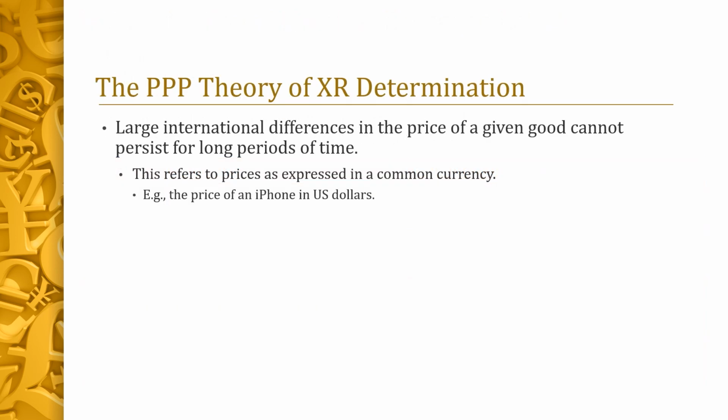Our first theory is called the PPP theory of exchange rate determination. It is based on an important economic principle, that large differences in the price of a given good across countries cannot persist in the long run. This assumes the prices have been converted to a common currency, such as US dollars. The argument is as follows.